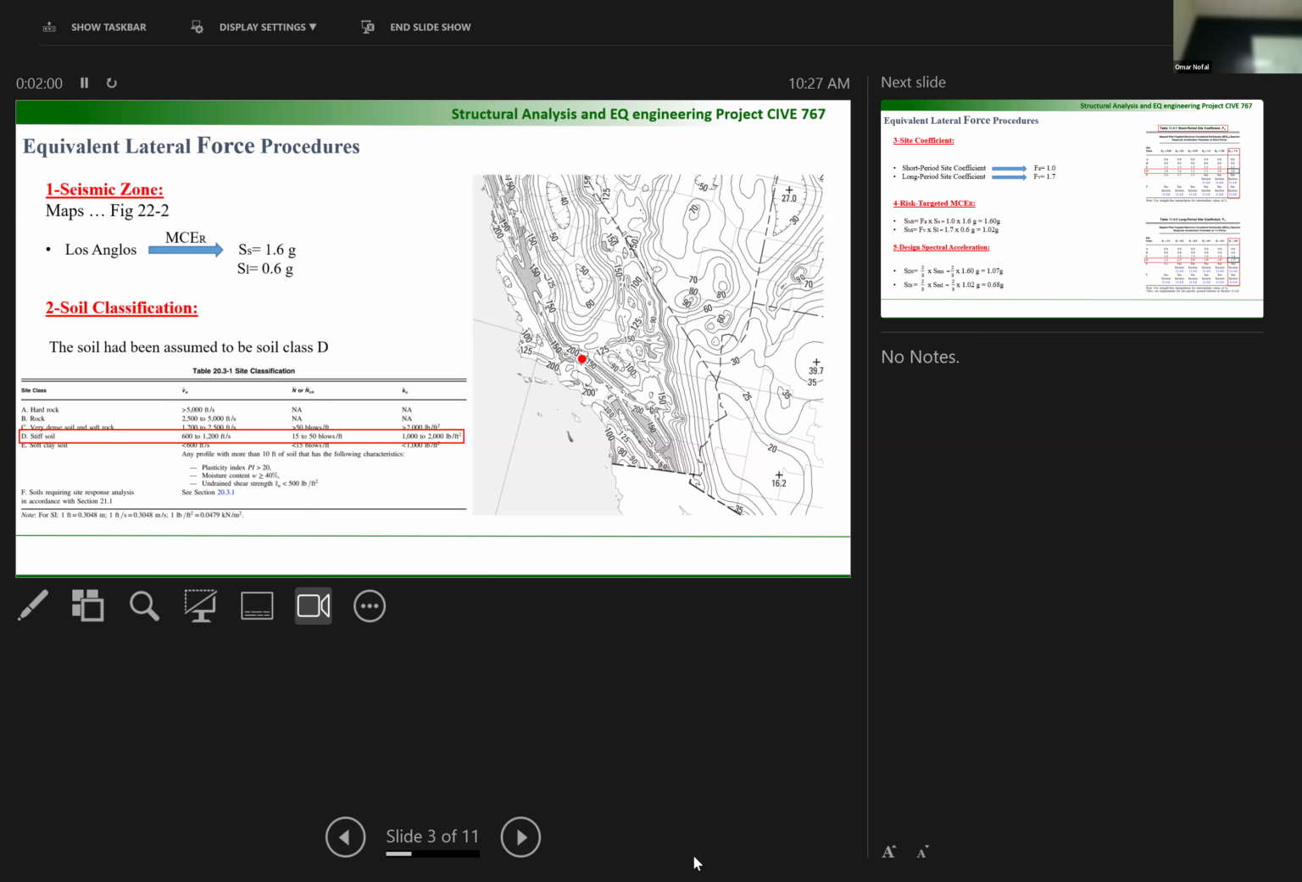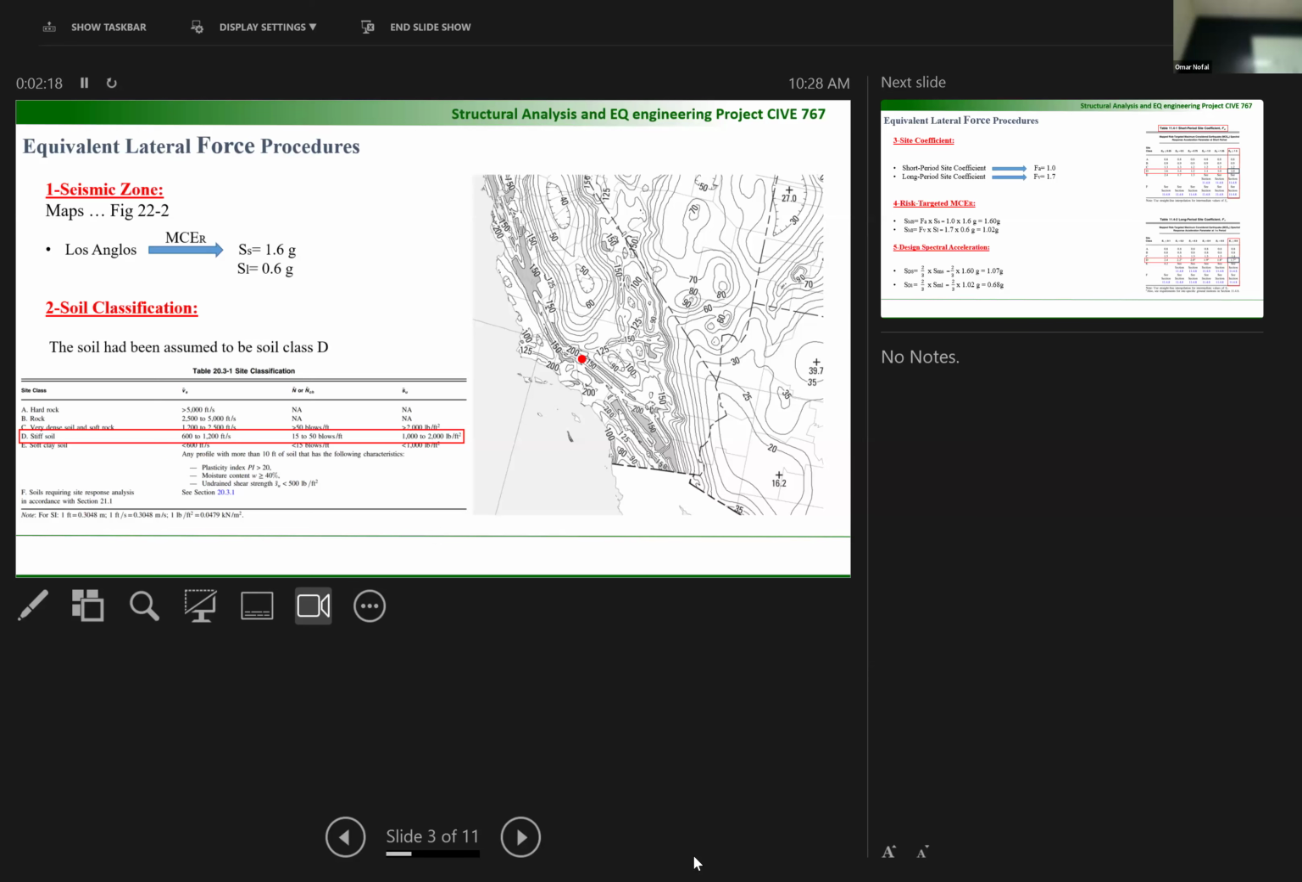And then you are going to find something called SS and S1 for the zone that you are in. What is this? This is the earthquake acceleration in this zone. And we get two of them, SS and S1, okay? I'm going to tell you why we do this.